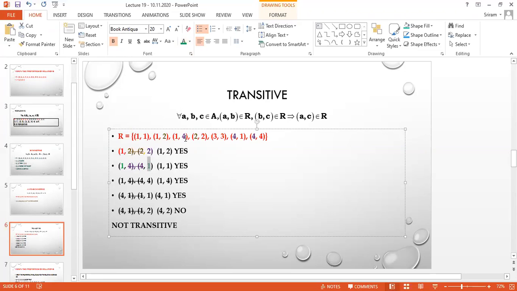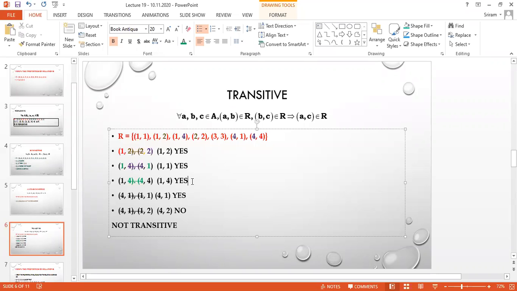I'm going to check whether this 1, 1 exists. Yes, this also exists. When I check here, I can find 1, 1. In the same idea, when I take 1, 4, we are having another pair, 4, 4. So what is the first number? 1. What is the last number? 4. So this is 1, 4. This also exists. Like this, you have to check.